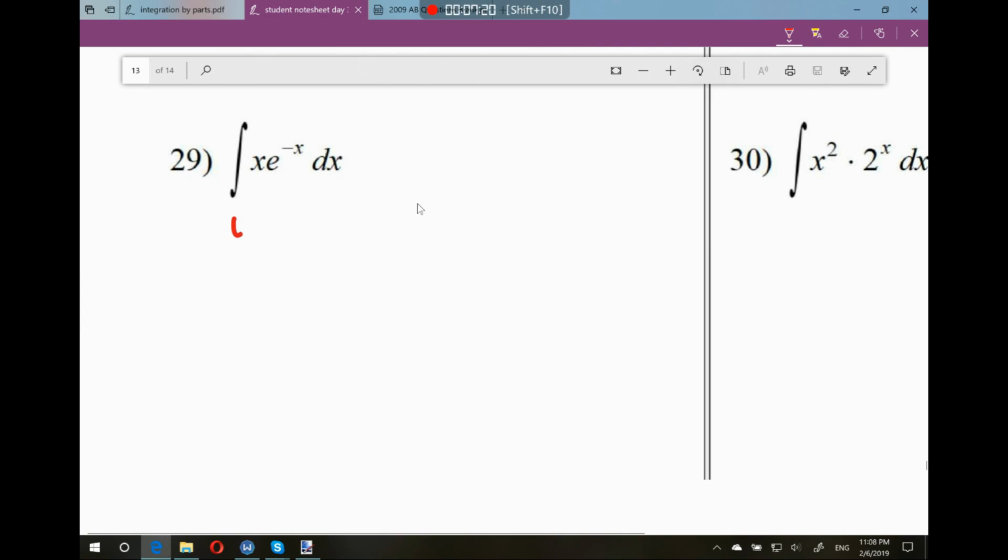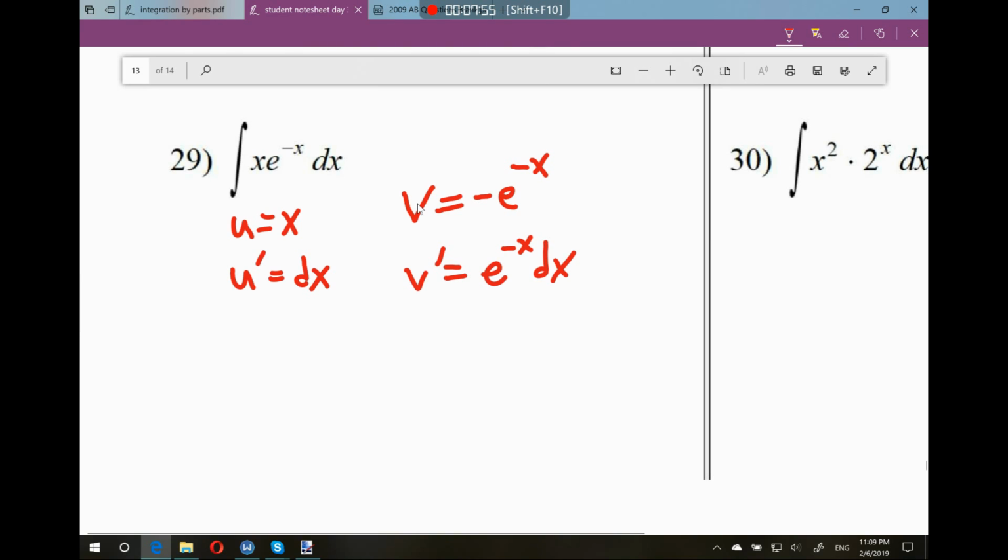So for us, that means u is equal to x, and u prime then is equal to dx. My v prime should be equal to e to the negative x. And if I integrate v prime, what will I get? Negative e to the negative x. Perfect.